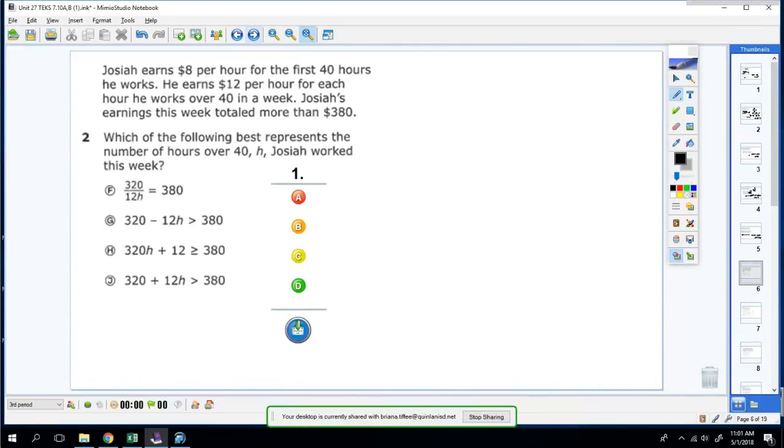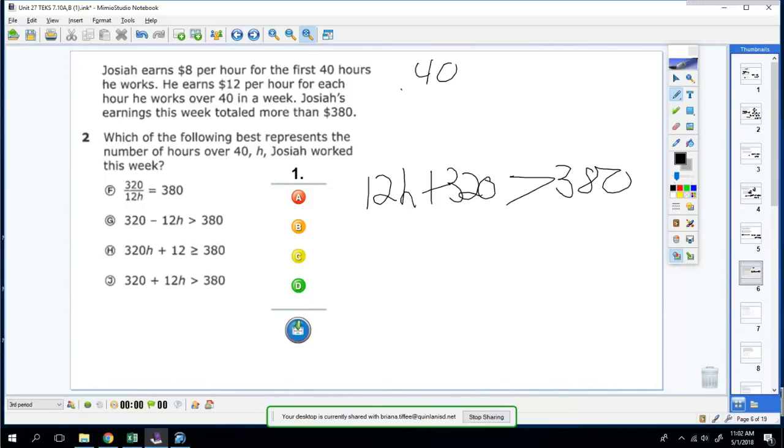It has to be more than 380, so it's greater than 380. And then you're going to have 12h plus 320. The reason I got 320 is because he makes $8 an hour and he already worked 40 hours, so you multiply that by 8 and get 320. So the answer would be J.